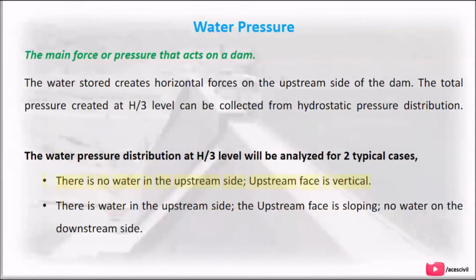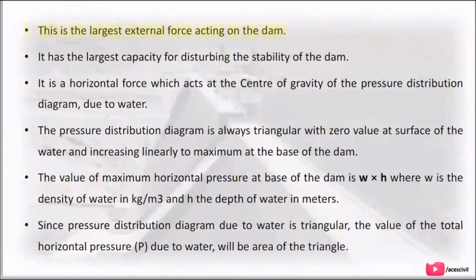There is no water in the upstream side, upstream face is vertical. There is water in the upstream side, the upstream face is sloping, no water on the downstream side. This is the largest external force acting on the dam. It has the largest capacity for disturbing the stability of the dam.